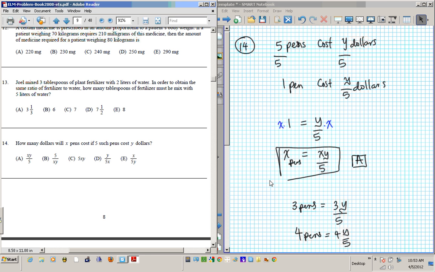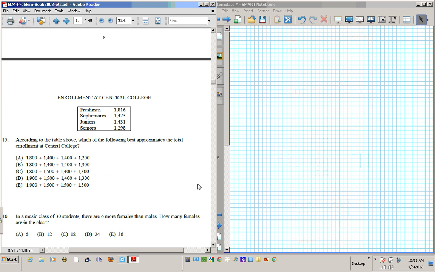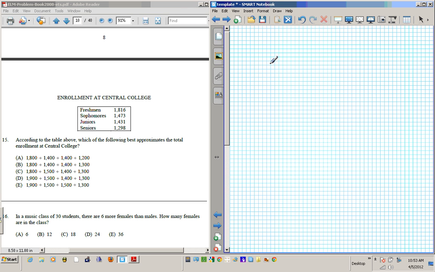Alright, let's take a look at number 15. Number 15, it says, according to the table below, which of the following best approximates the total enrollment at Central College? So, there's some approximations going on here. We have 1816, 1473, 1431, and 1298. If you look at the alternatives, everything is being rounded to the hundreds place. Okay, so we're rounding to the hundreds place. This is the hundreds place.